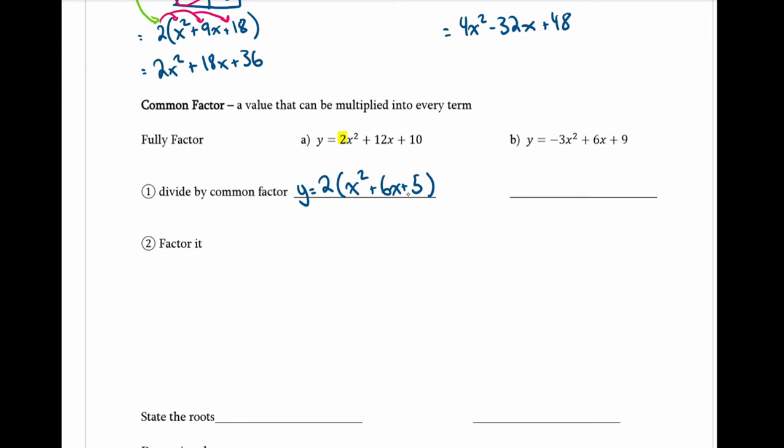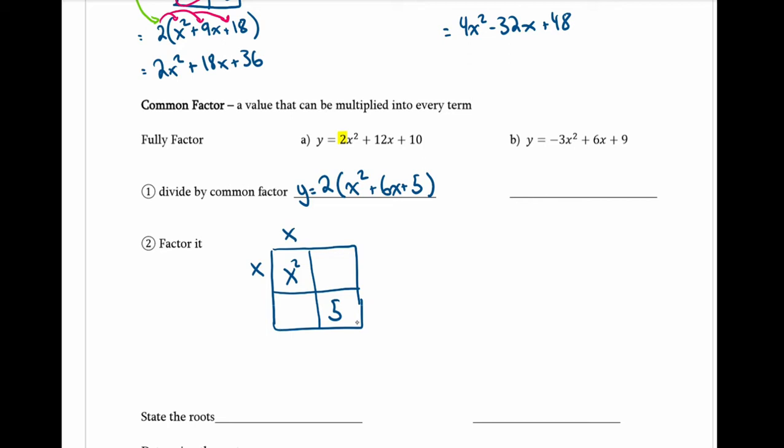I can factor this bracket, whether we use the reverse box method or the product and sum method. Because we have two examples, I'm going to go through each. So we know that our first term has to be x squared, so that's going to be up here. I know the bottom one has to be 5. The first parts of my brackets both have to be x, because that's the only way I can get x squared.